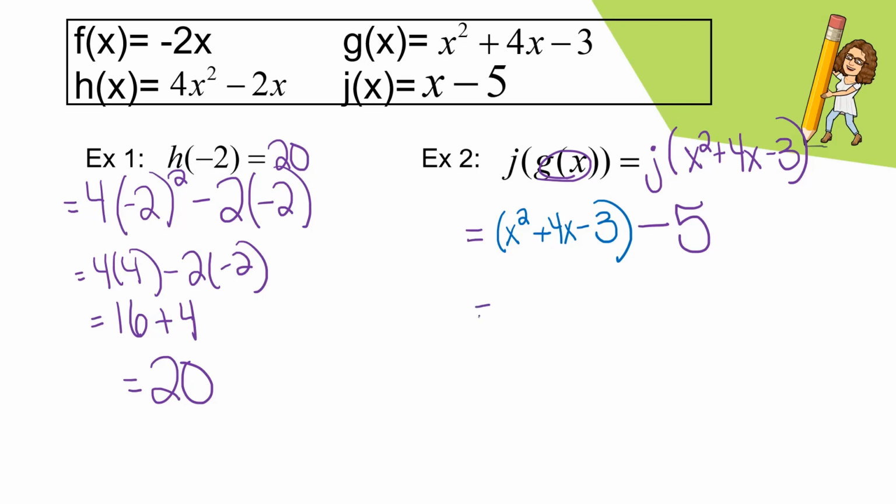Now, let's do some simplification. This looks like it could come out of the parentheses. And then it looks like I just have to combine some numbers. Like that. So, j of g of x is x squared plus 4x minus 8.